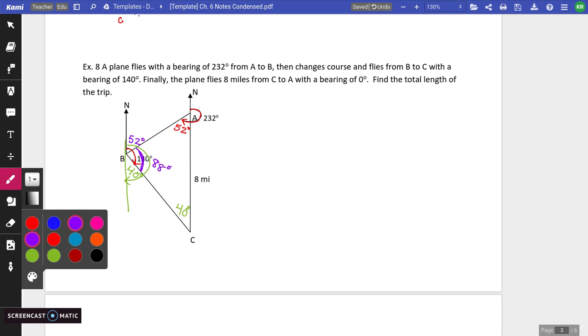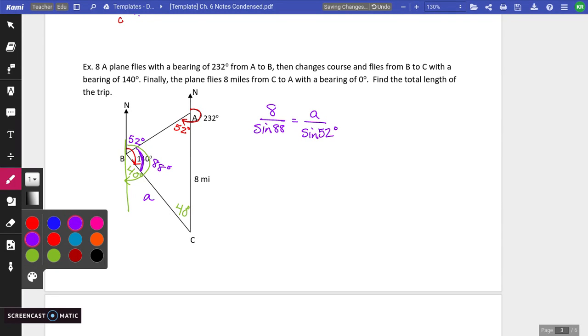All right, and we needed that 88 degree angle at B so that we can set up our law of sines with that 8 miles. So we've got 8 miles, sine of 88 degrees, and now we can find one of the other sides. Okay, let's just go for A. So let's find side A is sine of 52 degrees.